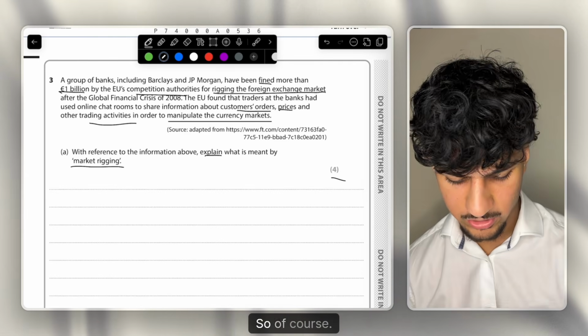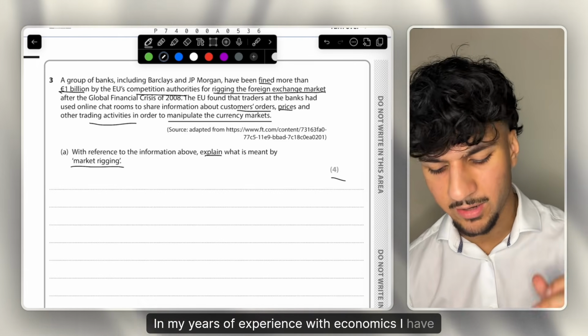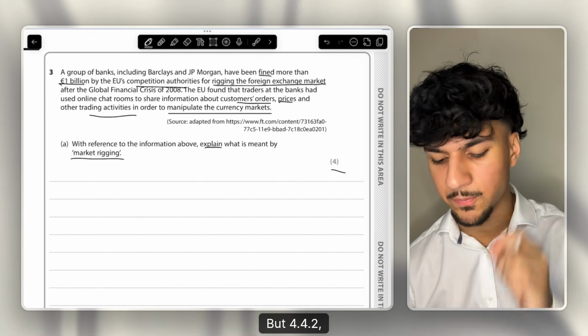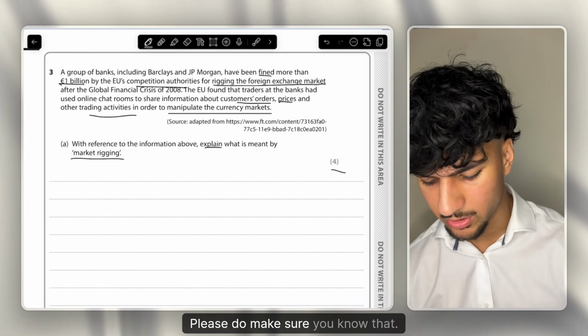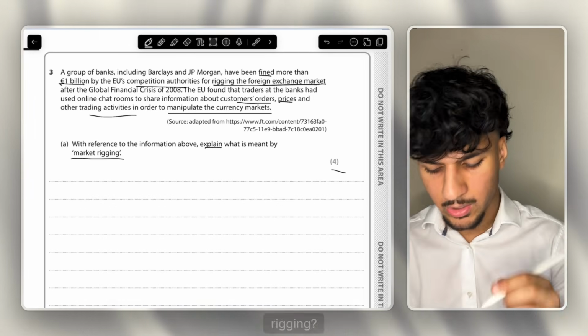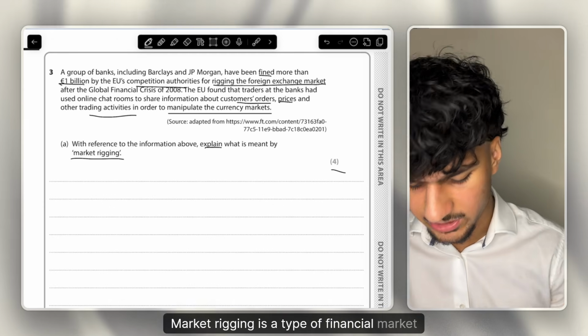the currency market. So of course, in my years of experience with economics, I have concluded one thing, that students hate financial markets, but 4.4.2, that is a spec point. Please do make sure you know that. And what do we learn in 4.4.2 about market rigging? Market rigging is a type of financial market failure.